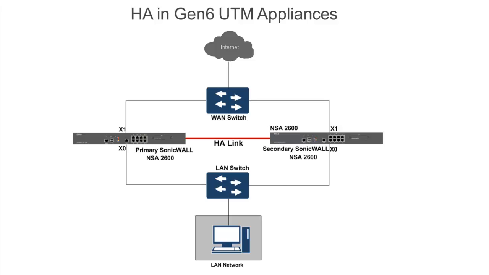We have here two SonicWall NSA 2600s. Both are running SonicOS 6.1.2.2 firmware. The X0 interface of each appliance is connected to a switch. The X0 is configured with an IP address of 192.168.100.1 with a 24-bit net mask.